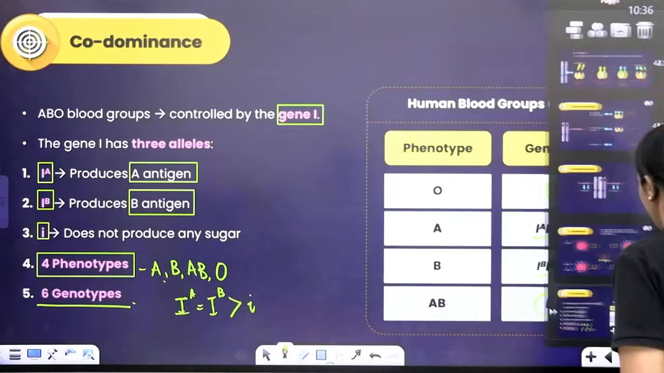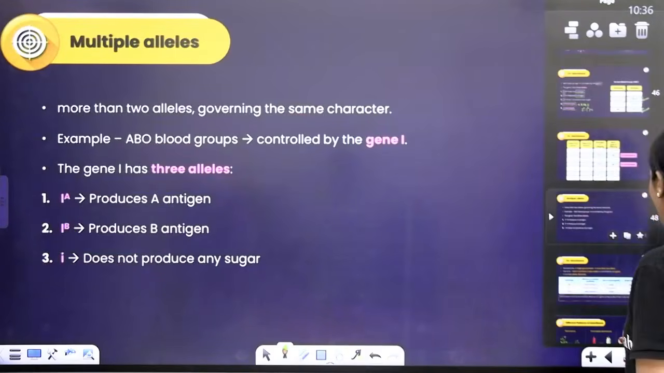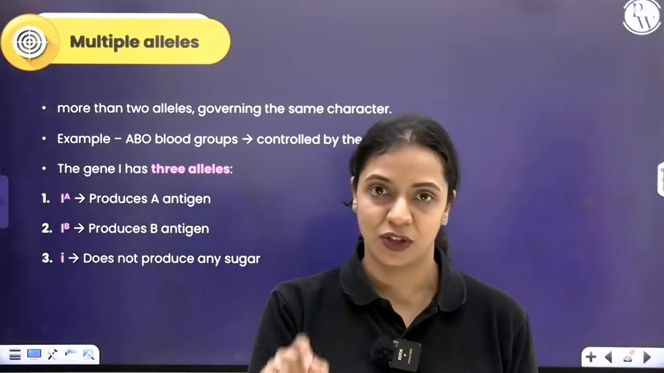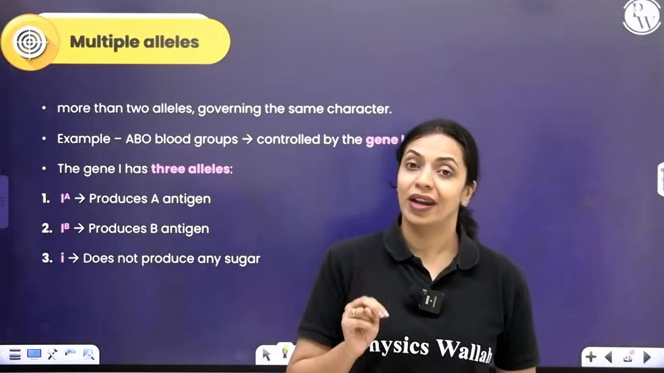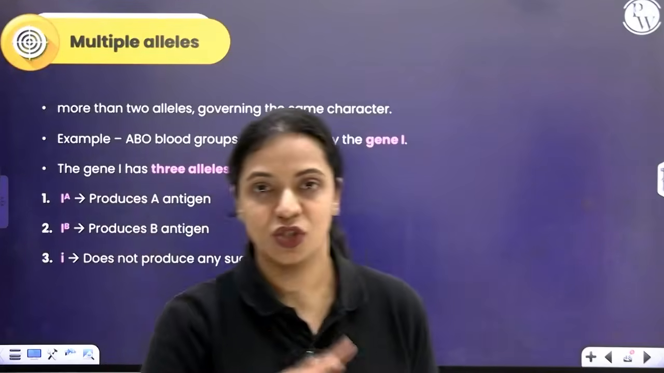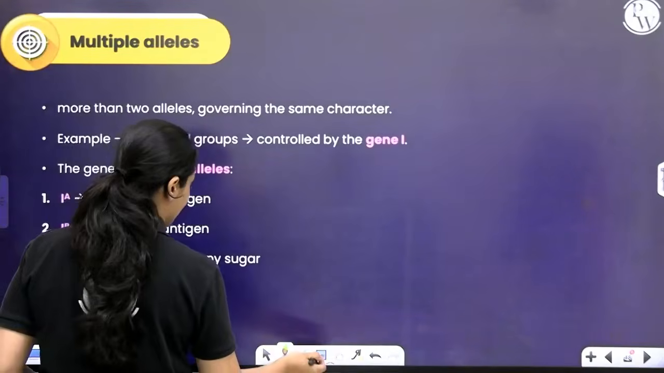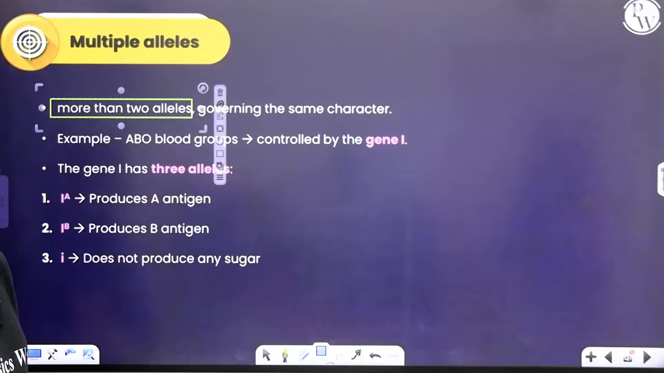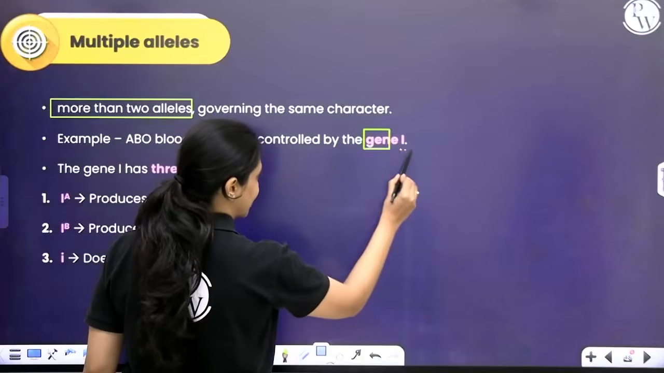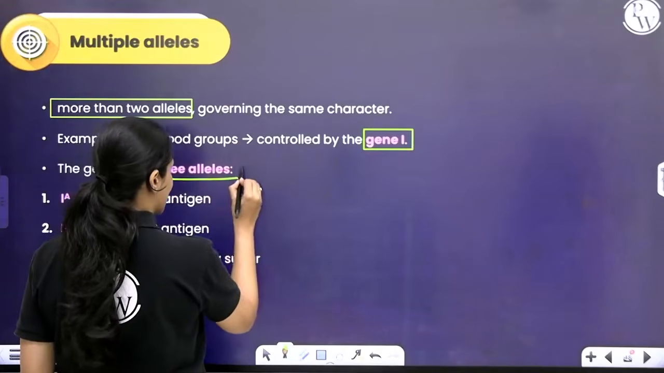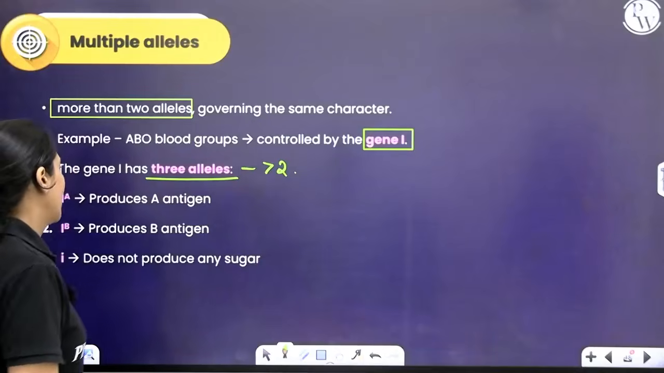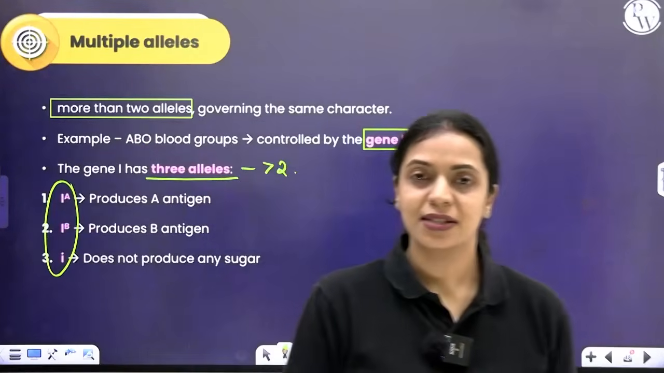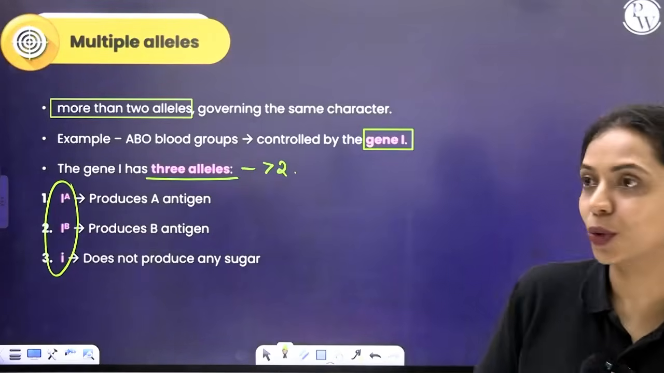Now, blood group is also an example for another condition called multiple alleles. Generally for one character, for one gene, 2 alleles will be present. Whenever there is more than 2 alleles for the same gene, then we call it multiple alleles. Multiple means many, right? Here there is one gene, and we have 3 alleles, which is definitely more than 2. So these are the 3 alleles I've already told you. Blood group is an example for multiple alleles. AB blood group is an example for codominance.